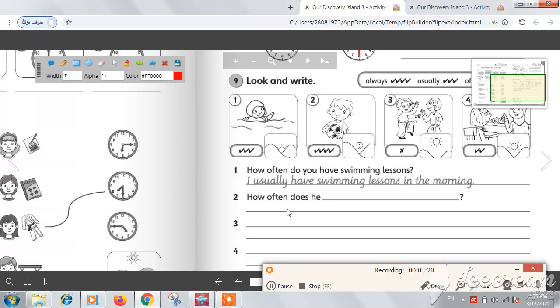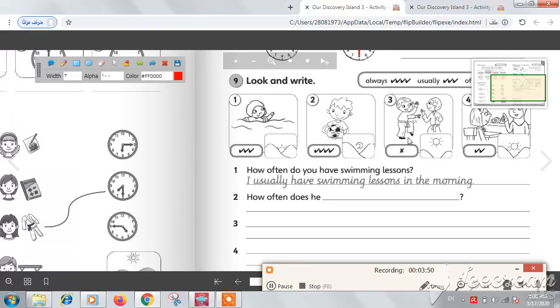How often does he practice playing football? And the answer is gonna be, he always practices playing football in the evening. Look at the picture. This shows the time of the day, the evening.